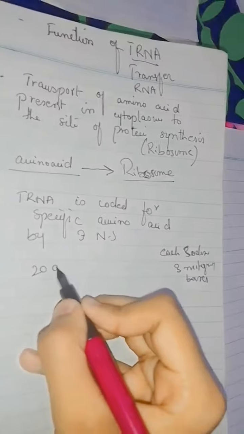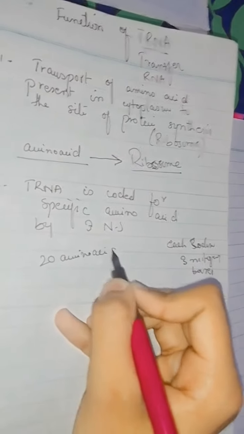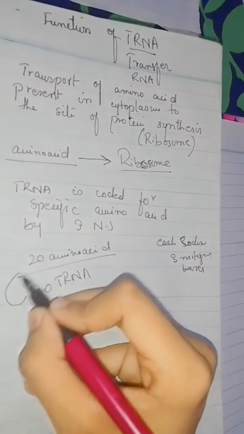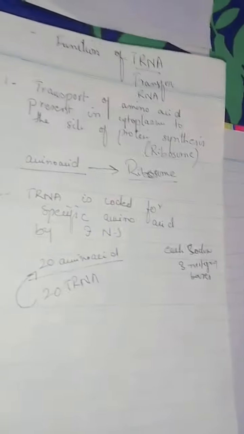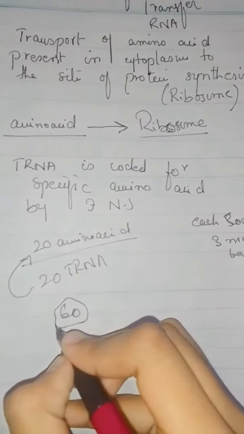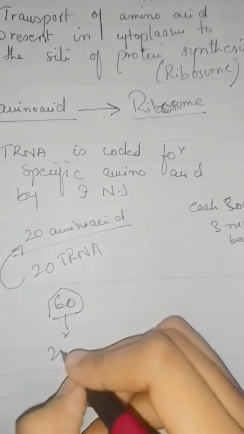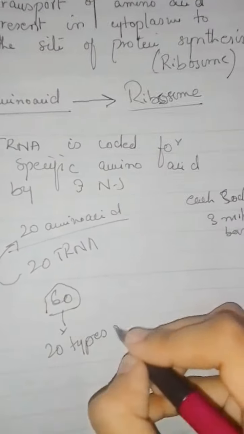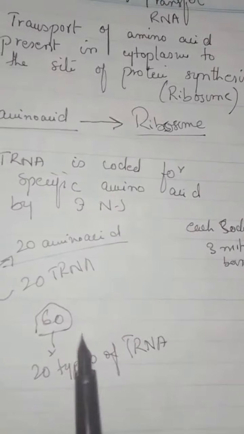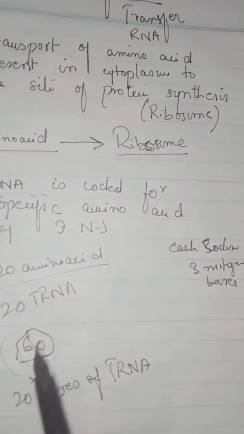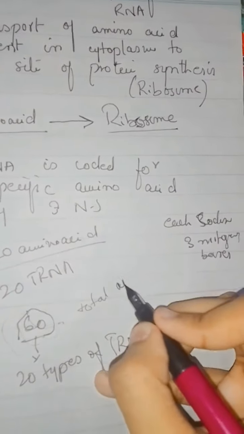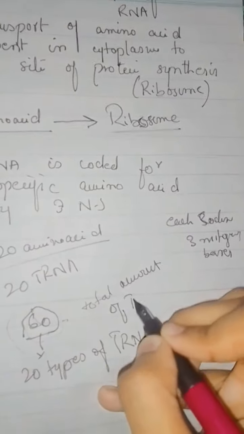Now in total we have 20 amino acids, so 20 tRNA will carry the 20 amino acids. As I said, normally there are 60 tRNA, but there are 20 types of tRNA. If they ask about the types, there are 20 types of tRNA, but if they are asking about the total amount, there will be 60, that is the total amount of tRNA.